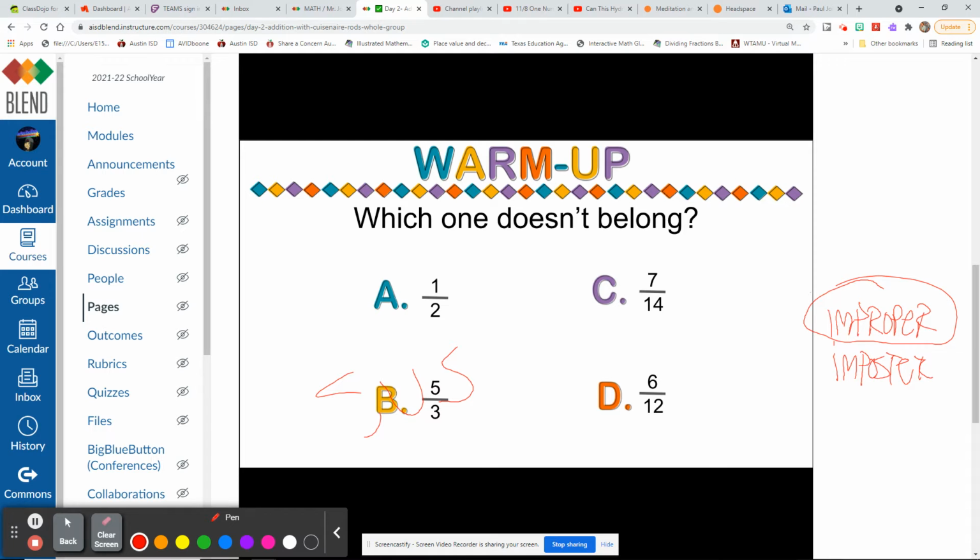Improper. All right. So all of these actually are equivalent to 1/2. If you think about it, 1 is half of 2. 7 is half of 14. 6 is half of 12. 5 is not half of 3. So which one doesn't belong? Obviously, 5/3 doesn't belong.